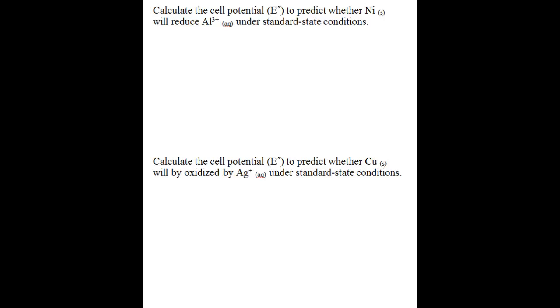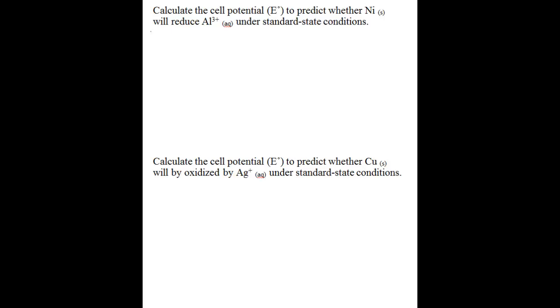In this video, I'll show you how to use a calculated cell potential value to predict whether a certain redox reaction will occur. I have two problems to illustrate this idea. In the first problem, you're asked to calculate the cell potential to predict whether nickel will reduce aluminum 3+ under standard state conditions. So you're asked whether aluminum will be reduced.